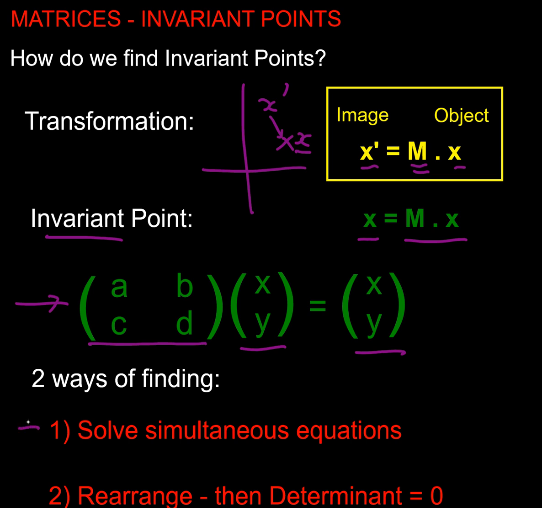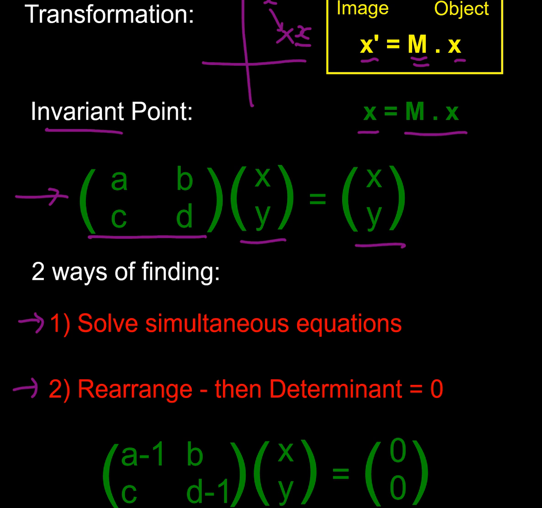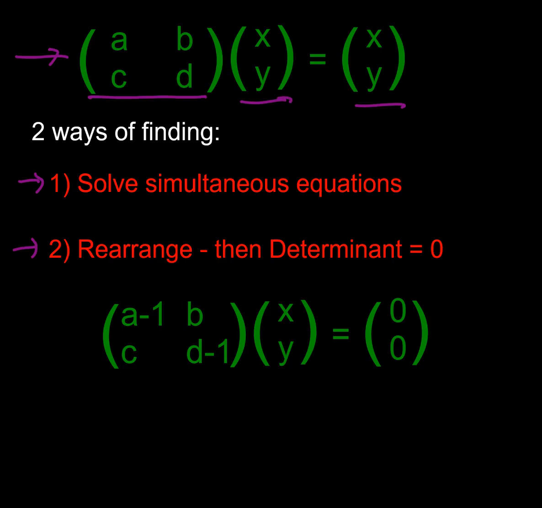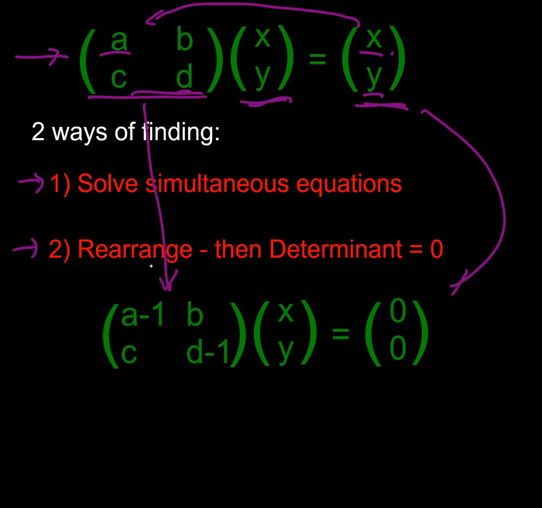Two ways of solving this. One is simultaneous equations. One is a rearrange and think about the determinant. So let's have a quick look at the latter here. If this is going to be true, then I could subtract this vector from both sides. It would have the effect of moving the vector in and adjusting my matrix. So here I'd get A subtract 1, here I get D subtract 1. So I've got a slightly different matrix. And if it's going to equal 0 on the right hand side, then the determinant of my revised matrix must equal 0. So those are your two approaches.